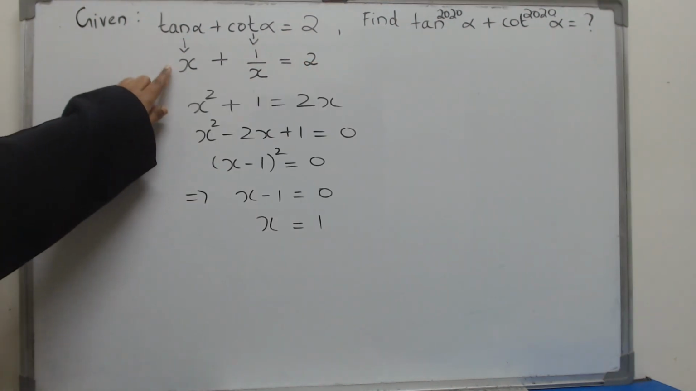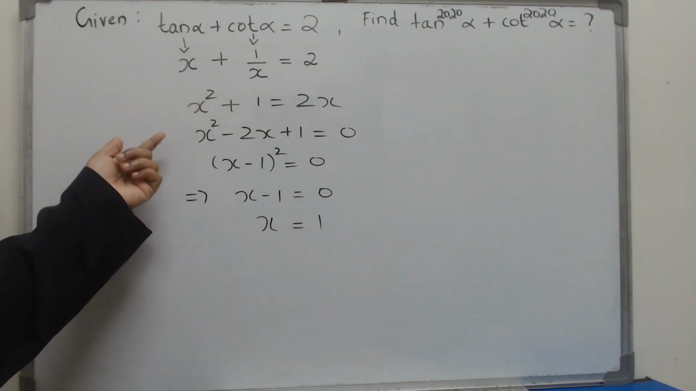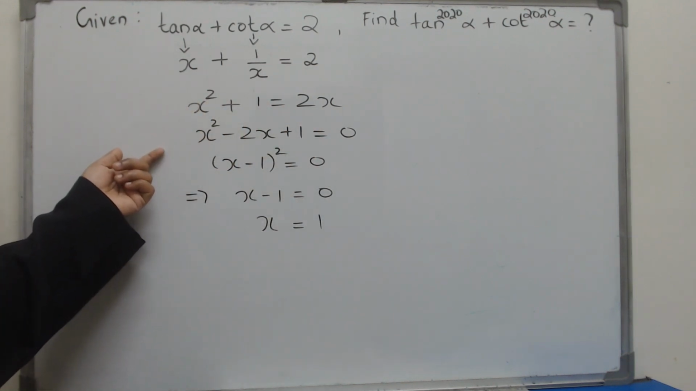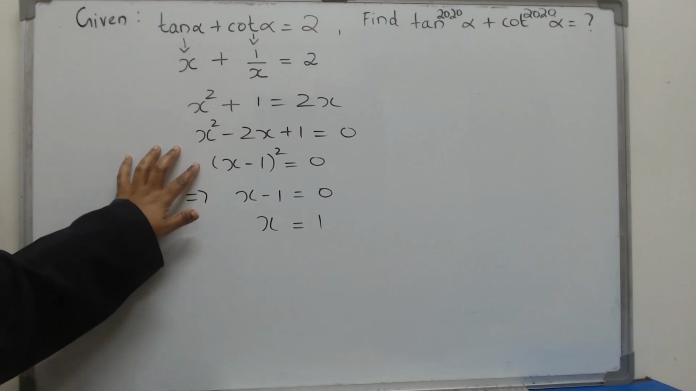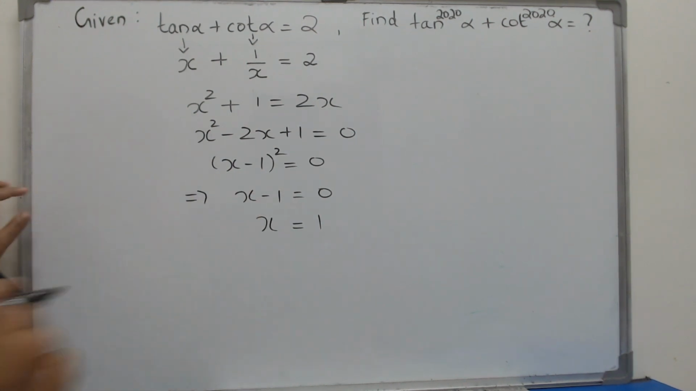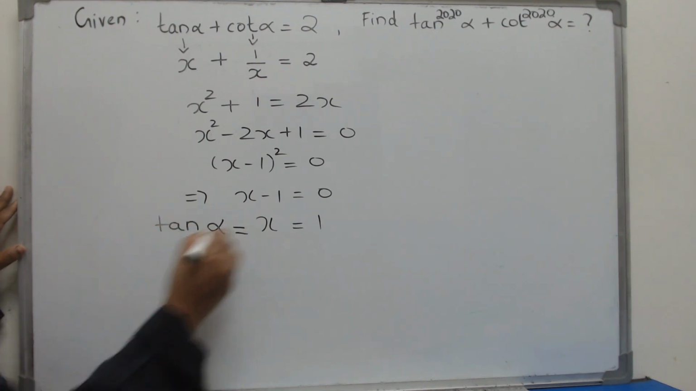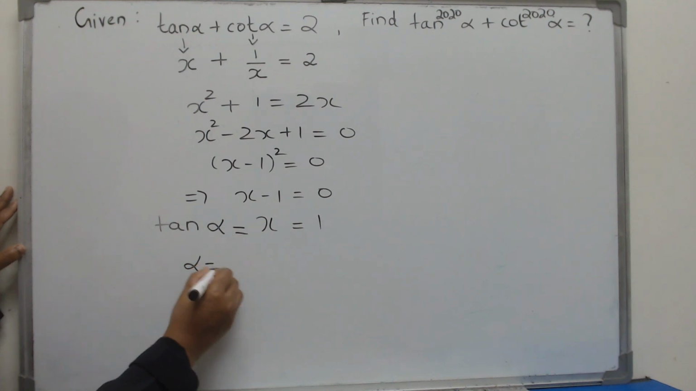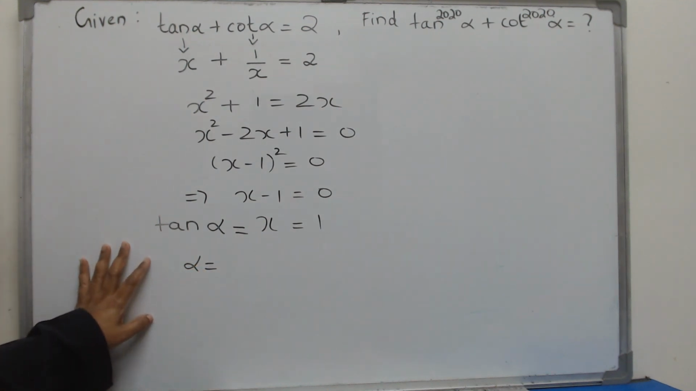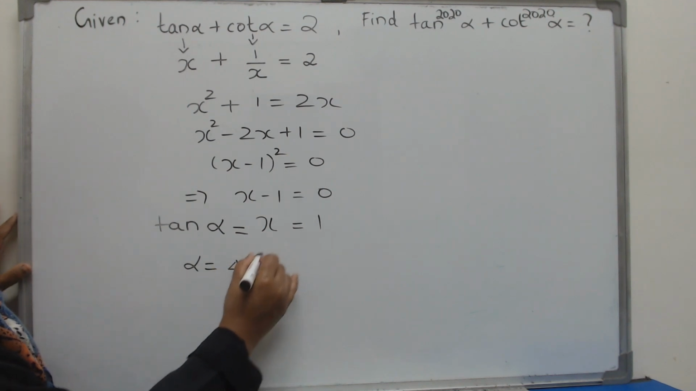So then finding the LCM, cross multiplying, and then bringing all the non-zero terms to one side, you get such an equation. Now that means what? x is equal to 1. But then what was our x? We took tan alpha to be x. That means x is what? Tan value of which angle is 1? The tan value of 45 degrees is 1.